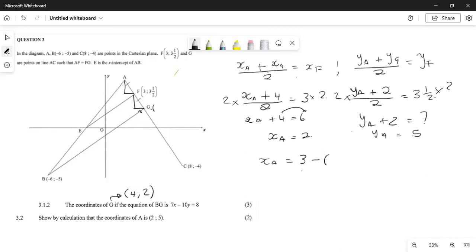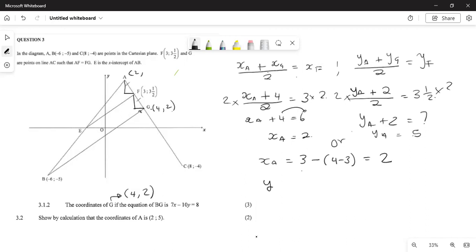What was the change, right? So remembering this is 4 and 2, the change would be 4 minus 3, which is 1. And we'll have 3 minus 1, giving us 2. So the x value here is 2.